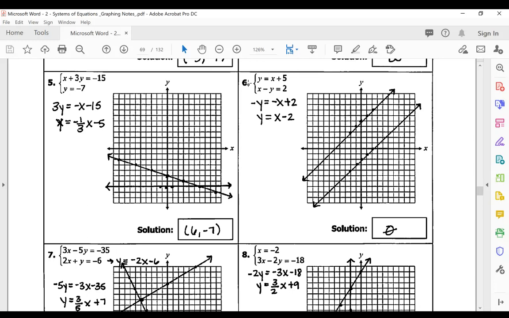Number 6 has parallel lines. We know this because they both have a slope of 1. These lines will never intersect, they have no points in common, and so there is no solution. The symbol for no solution is a 0 with the slanted slash through it.